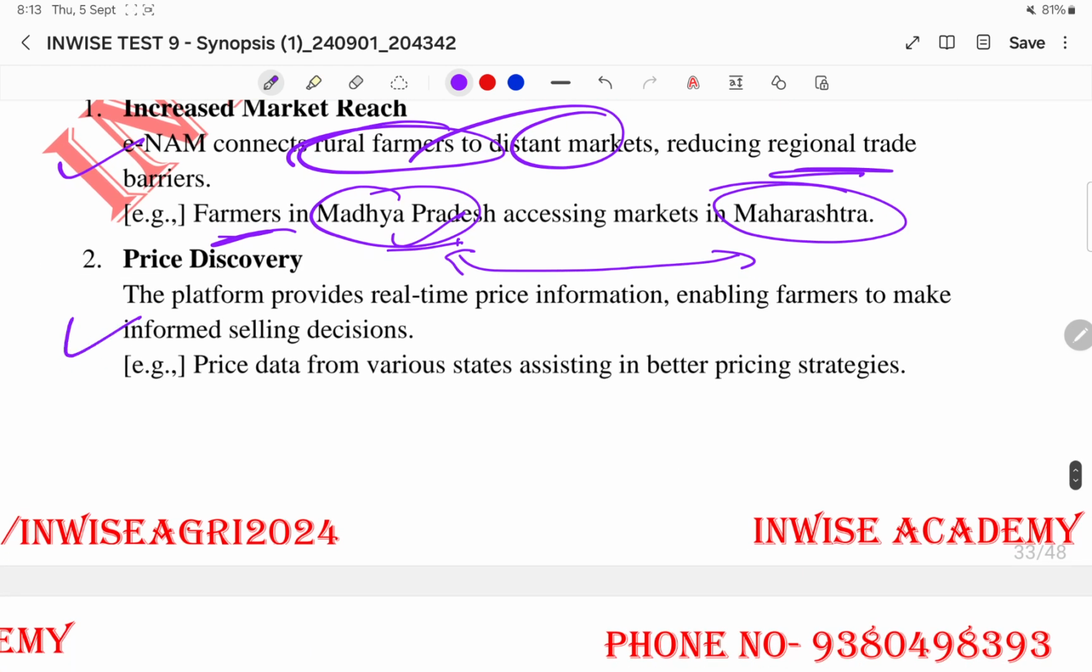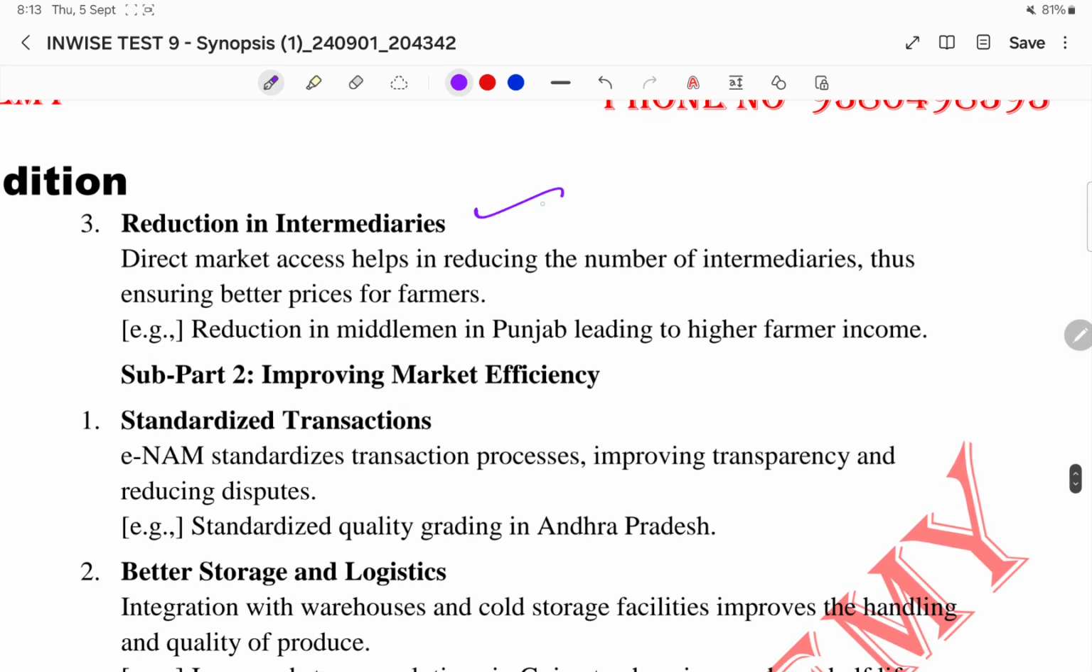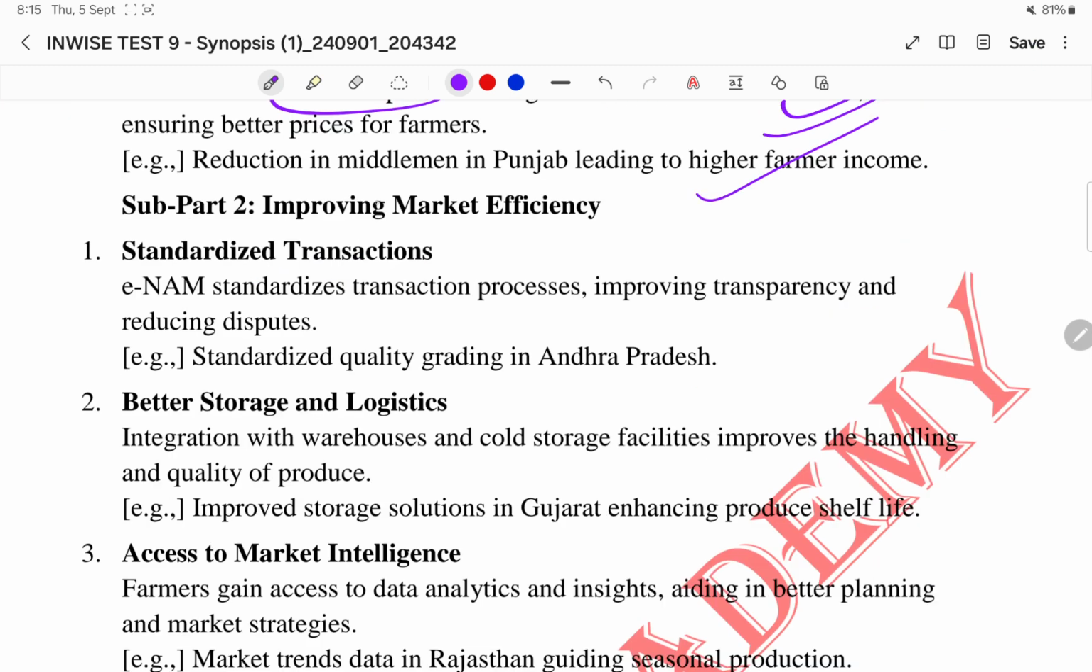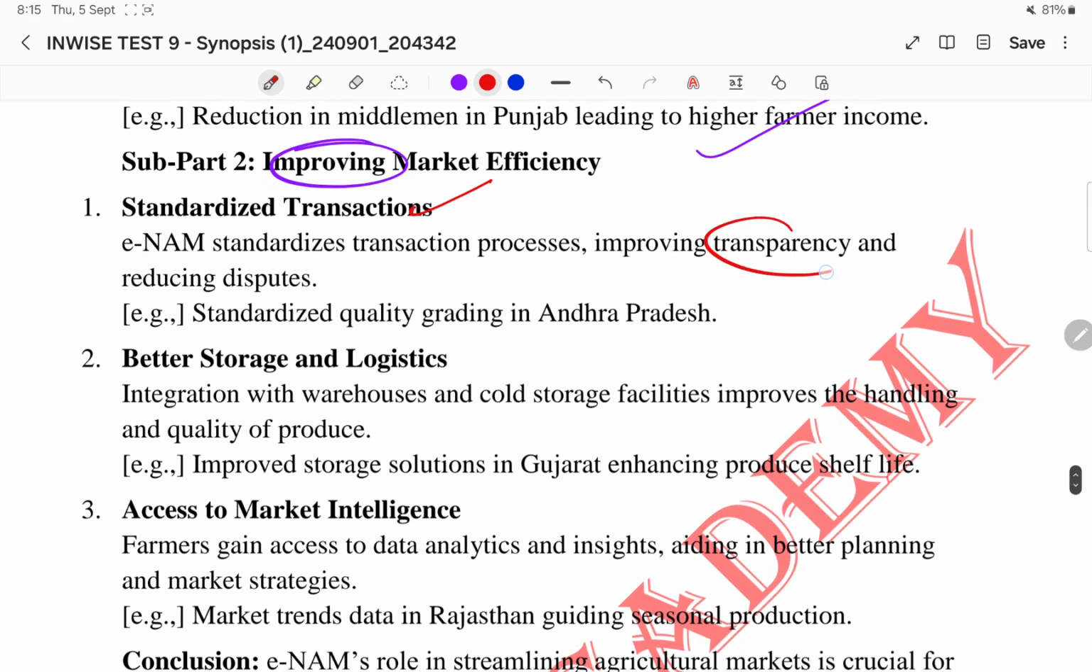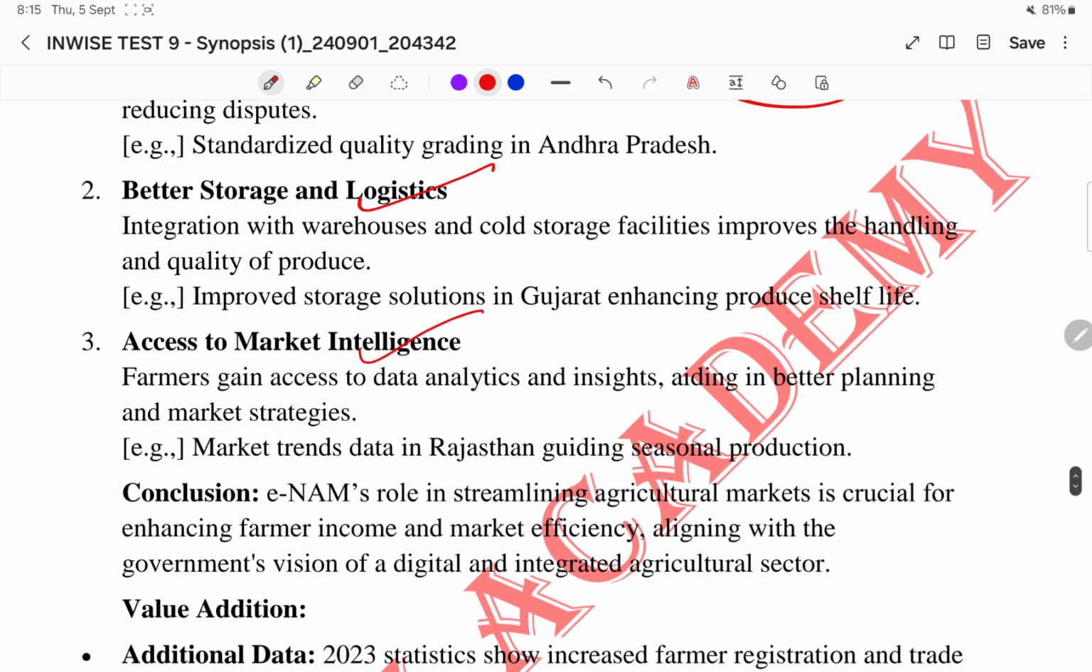Then price discovery. It provides real-time price information, enabling the farmers to make informed selling decisions. Price data from various states assists better pricing strategies, right? Then reduction in intermediaries. Direct market access helps in reducing the number of intermediaries, right? In Punjab and Haryana. So next part is how can you improve the market efficiency, right? Standardized transactions, like transparency. Okay, then better storage and logistics, access to market intelligence.